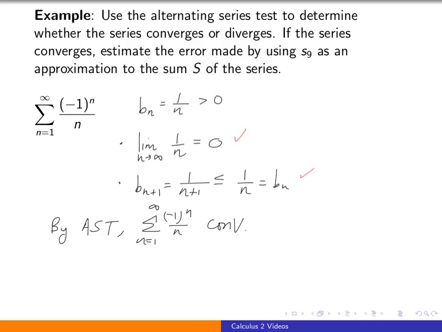Now we're going to take this a step further just to see how this estimation property works. Since it converges, if we add up the first 9 terms, that's going to give us an approximation to the sum. Now I don't want us to go through and do that. It's really just an exercise with the calculator. But what we do want to observe is that the error associated with this is less than that next term. So that would be less than b sub 10, which in this case would be 1/10.